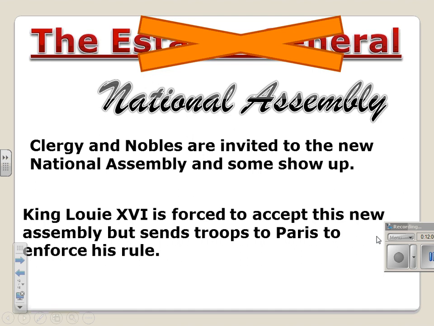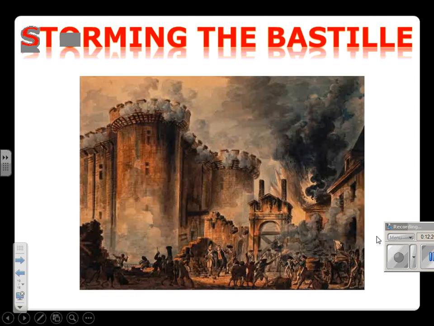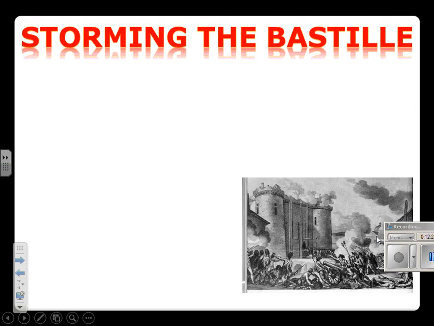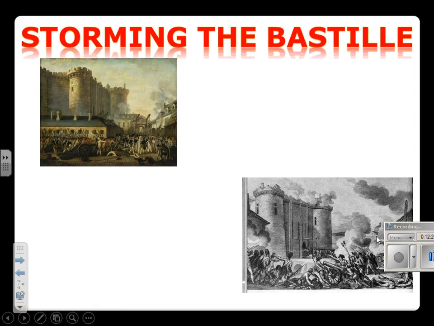And as a result, he will send the French military into Paris to enforce law and order. Now, we've discussed this in class before. What happens when you send armed forces, armed troops, armed guards into a hostile environment? It's a disaster waiting to happen. And that's what happens. And it happens on June 14th.